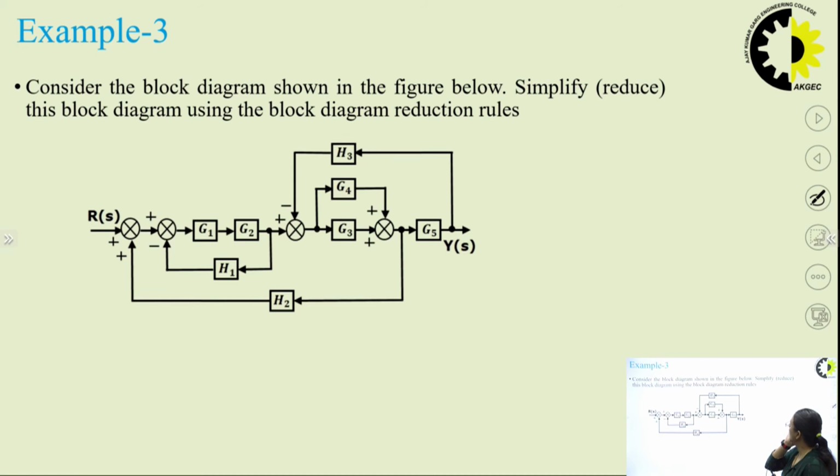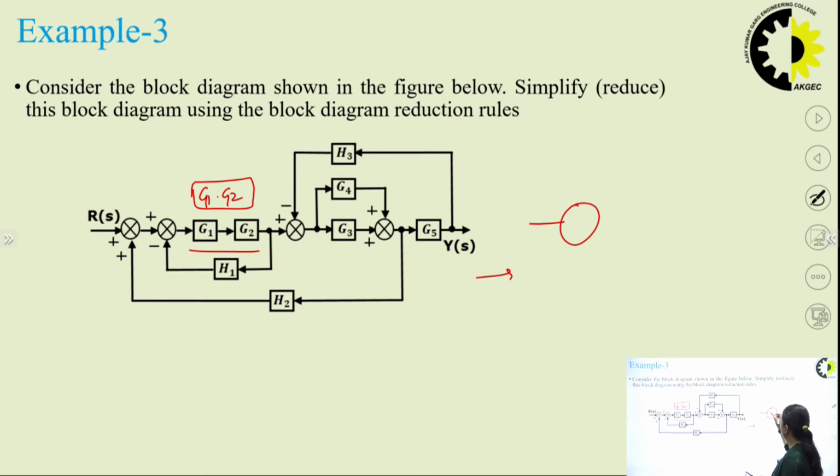Now this is the example. Here in the example, we have to simplify this block diagram using the reduction techniques. So you can see here, I'll draw it and solve it step by step. So first, two blocks in series can be solved here. You can see these two blocks are connected in series. So these two blocks can be represented by a single block with their gains multiplied with each other.